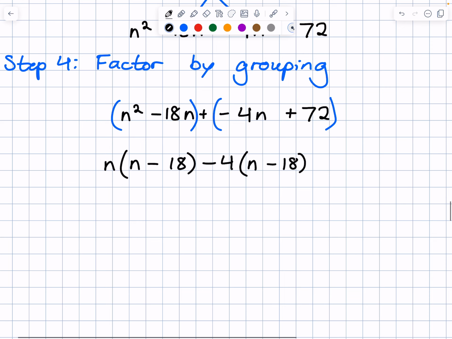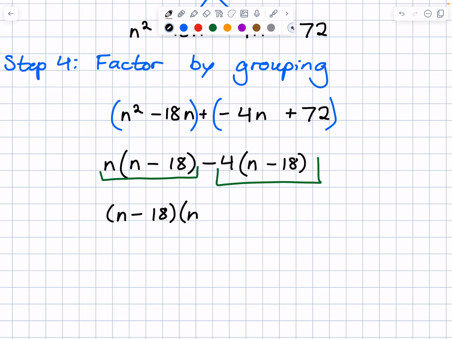Now I am almost finished. I've got this big first term and this big second term, and they both have n minus 18. So I'm going to take that out and write down what's left. In the first term, I'm left with n. In the second term, I'm left with minus 4. And this is my final answer.